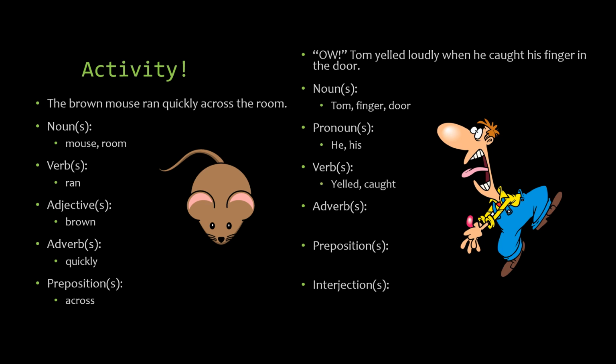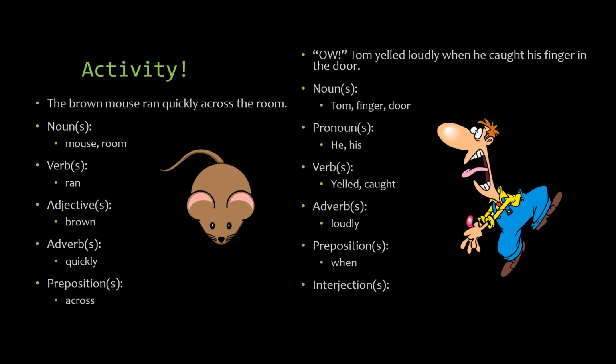Verbs here, though, we have two. We have yelled. This is something that Tom has done. And he's also caught. Caught is where you get something stuck. The adverb here is loudly. Again, just like we had with the mouse before, we have something ending with ly. Tom yelled loudly. We're describing his action.